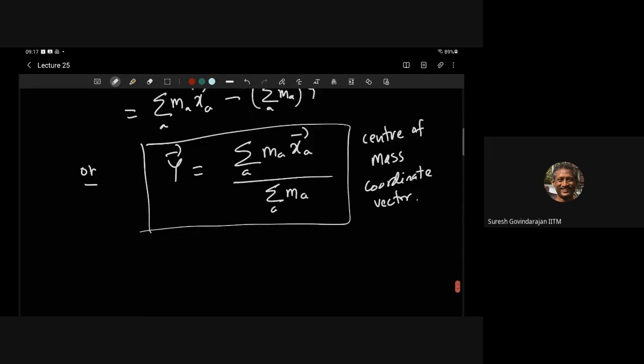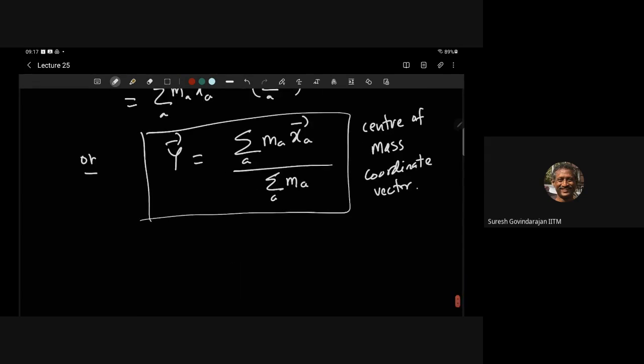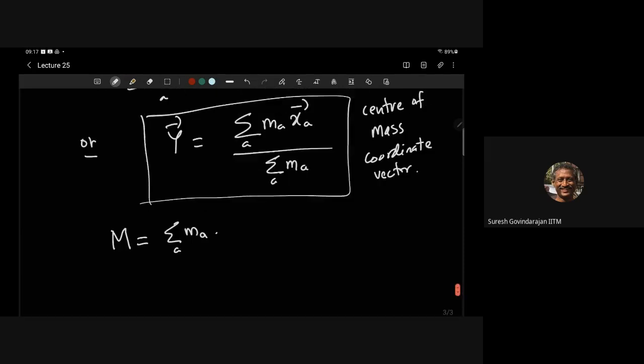And so let's look at the part of T due to y, and let me define capital M to be summation MA. Okay, so the KE term for y is then half M y dot square.